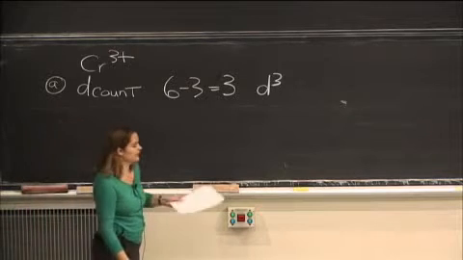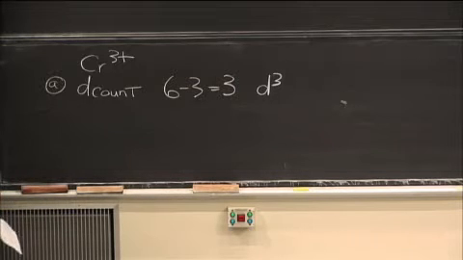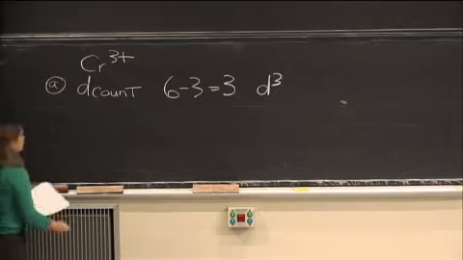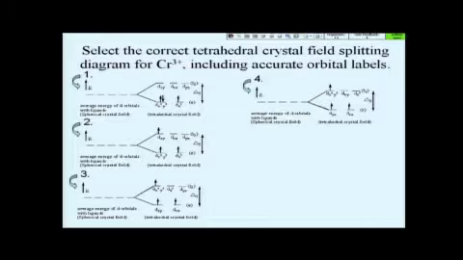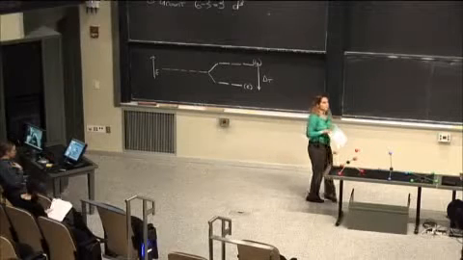And now, why don't you tell me how you would fill in those 3 electrons in a tetrahedral case? I have a clicker question there. So notice that in addition to having electron configurations that are different, the d orbitals are labeled differently.